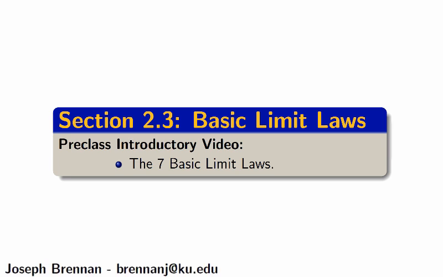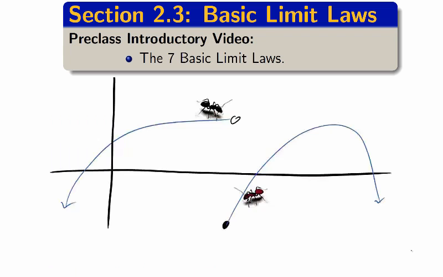In section 2.2, we used the graph of a function to obtain an intuitive understanding of limits. We visualized the limit at a point as the height of two ants crawling from left and right, when and if they meet. This section will move beyond a graphical understanding of a limit to an algebraic one.